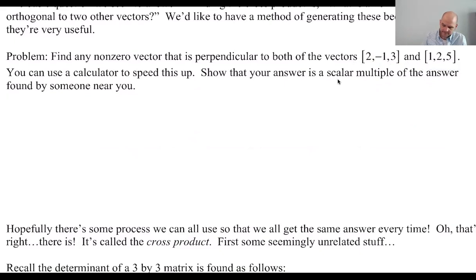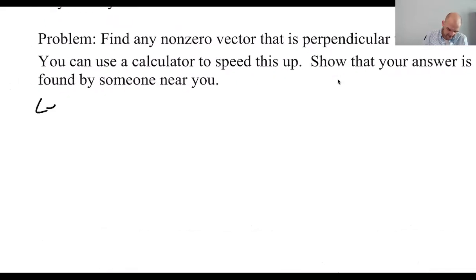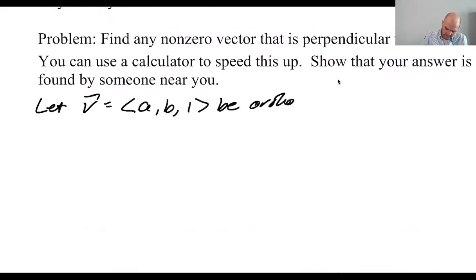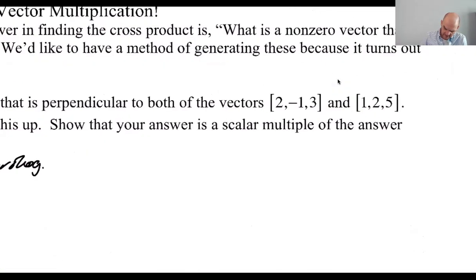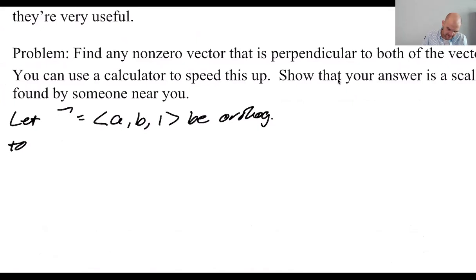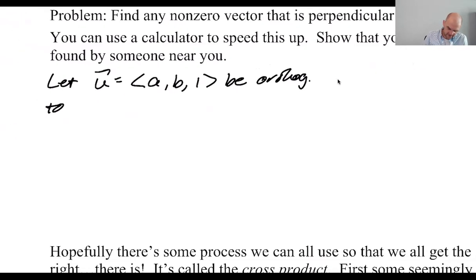So what I'm going to do initially is just make a vector. Let v equal, let's say, a, b, 1, be orthogonal to, should we name these? Let's name them u. Let's change this to u, and then I'll use v and w. So u is going to be orthogonal to v and w.